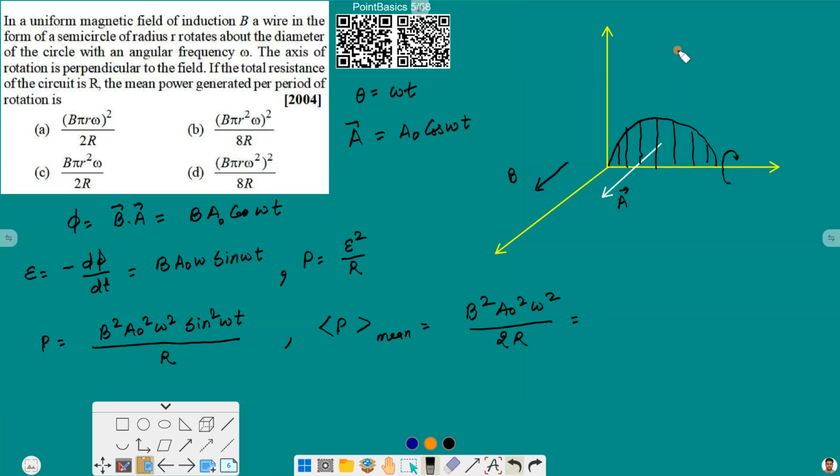Now area of this semicircle is pi r square by 2. So square of area will be pi square r to the 4 by 4. So b square pi square r4 into omega square by 2 square, 4 into 2, 8. So 8 of r. So we will have it like this: b pi r square omega whole square divided by 8r. So option B will be the right answer.